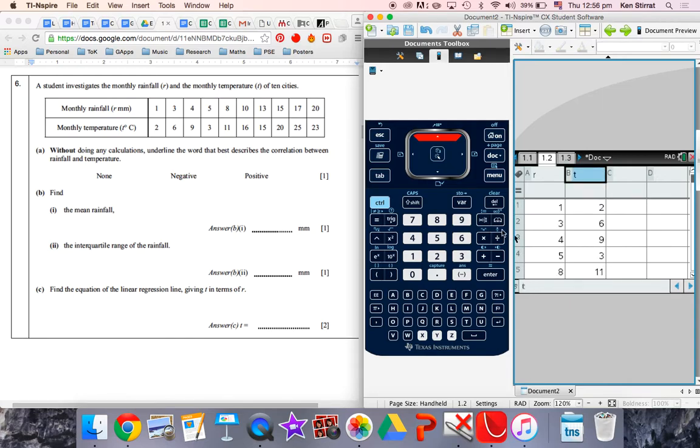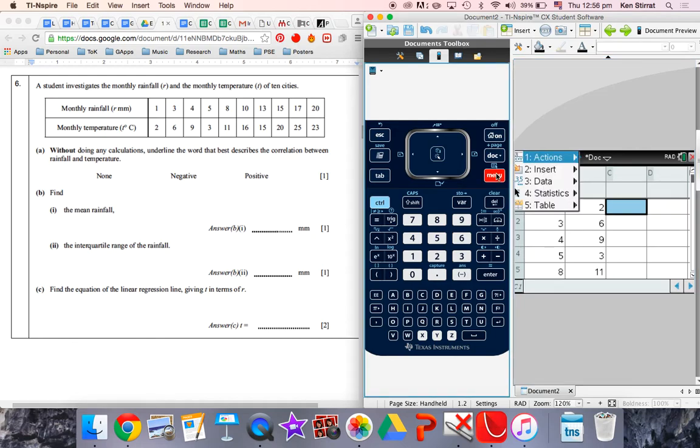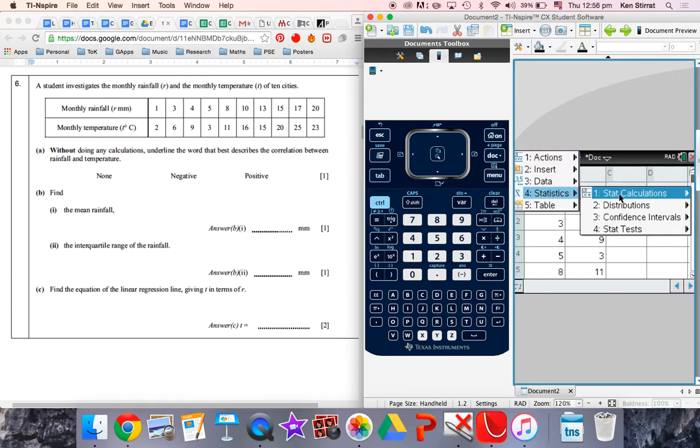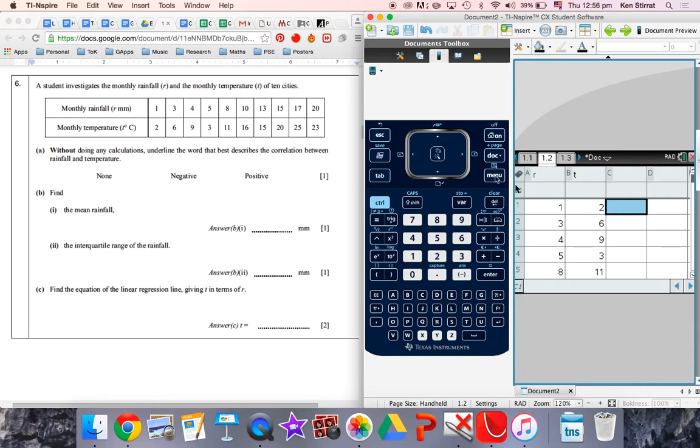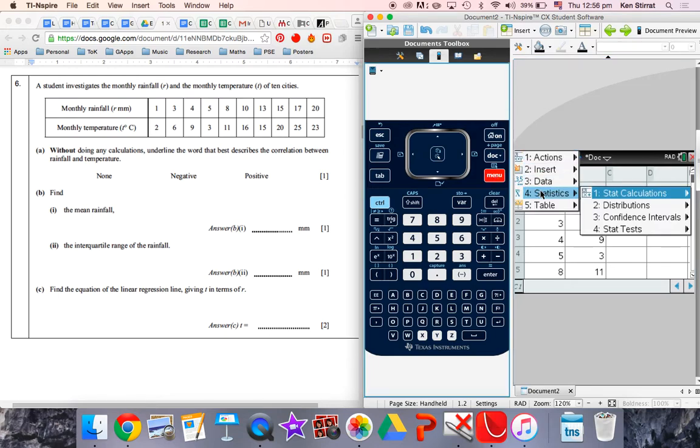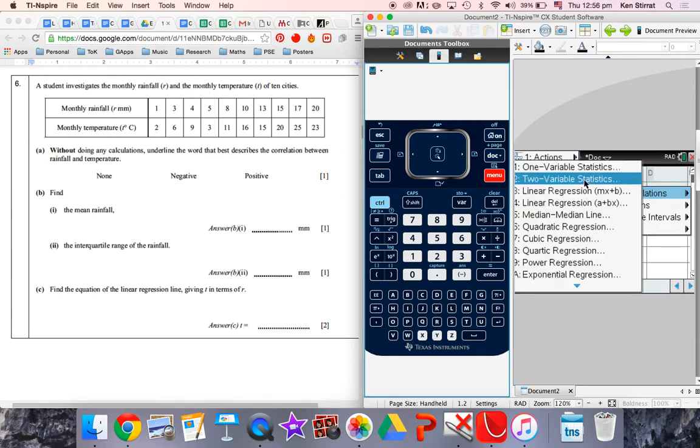So I'm just going to work in this particular section here. I'm going to click on C1 and I'm going to ask to work out the mean for monthly rainfall, the mean monthly temperature, and also the median and the quartiles. Menu, statistics, statistical calculations. Oh, I think I went a bit too far. Try that again. Menu, statistics, stat calc, and it's 2 variables.